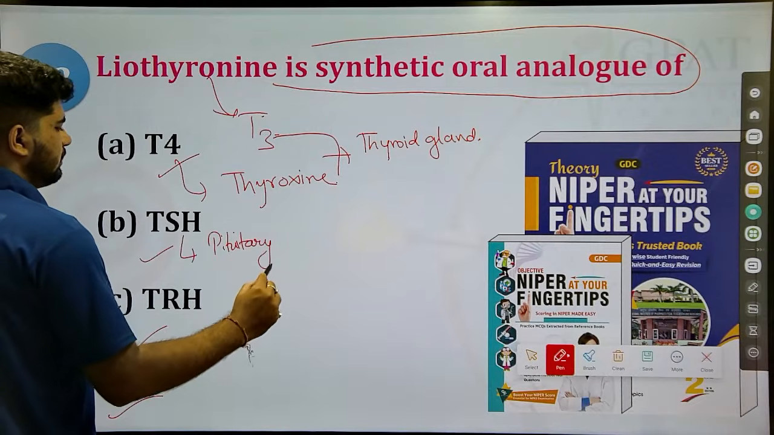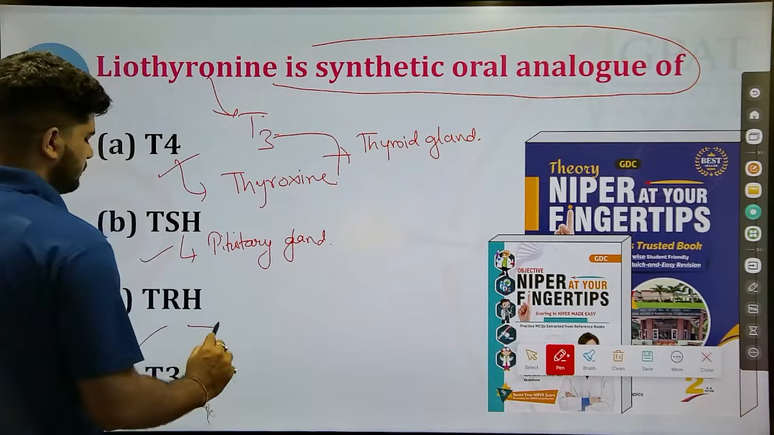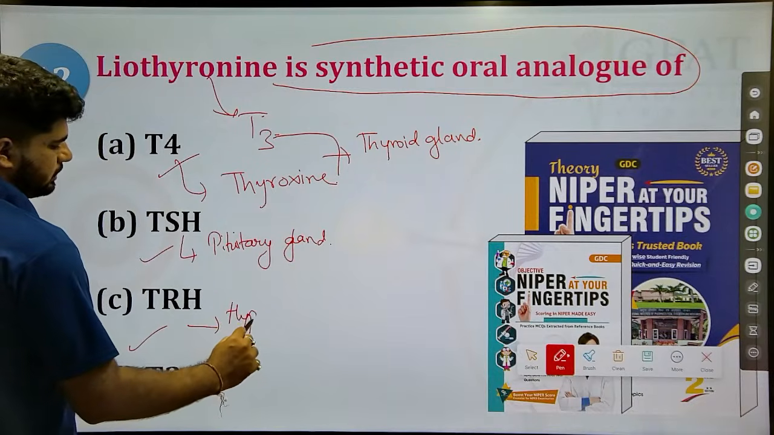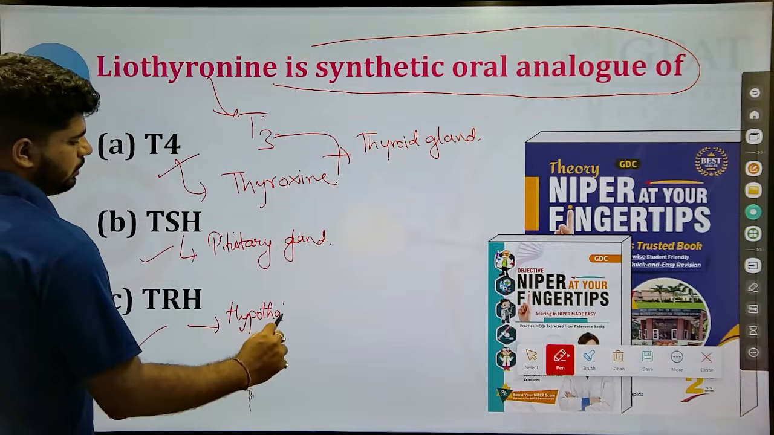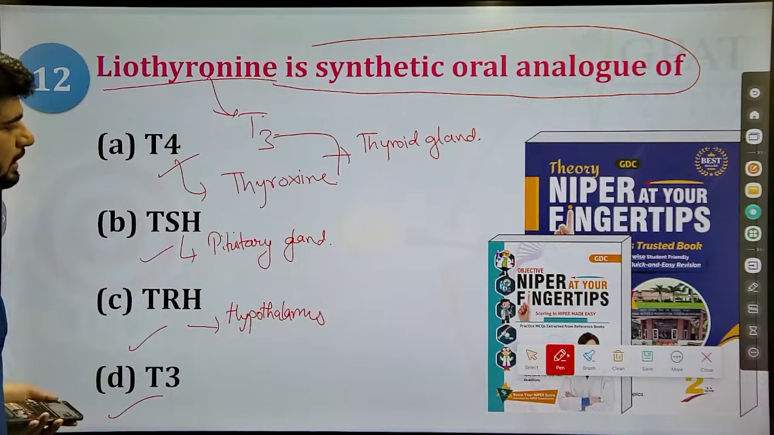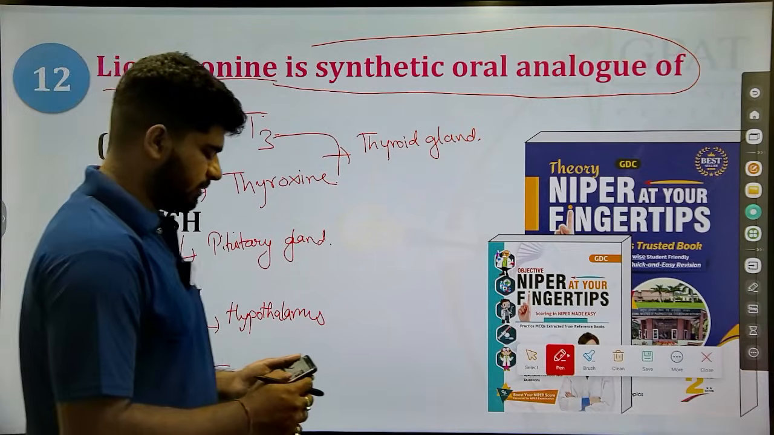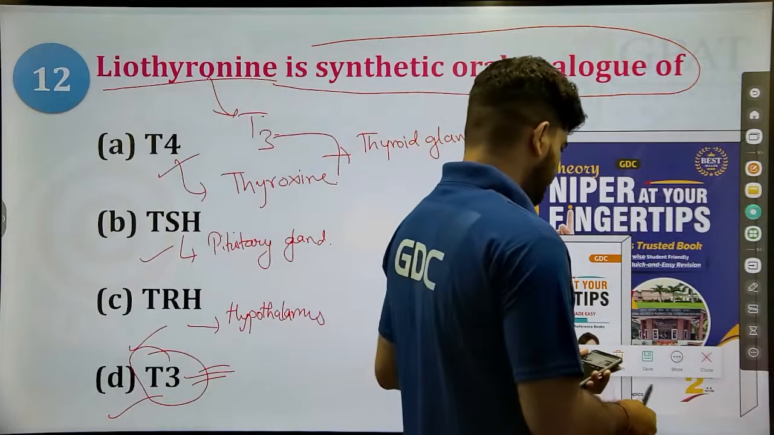TSH is secreted from your pituitary gland. TRH is from the hypothalamus, right? So liothyronine is a synthetic oral analog of T3. Make sure you remember this one. All right.